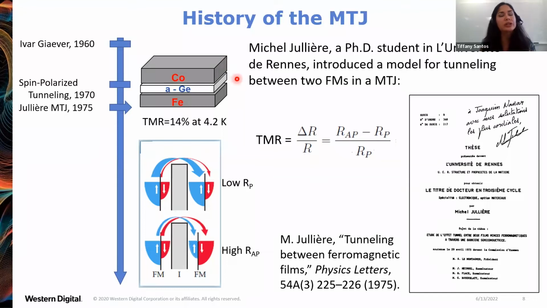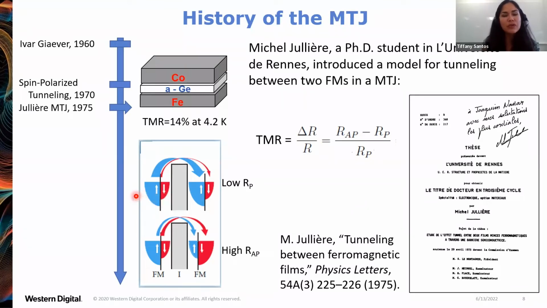A tunnel barrier is typically 1 to 2 nanometers thick. And he proposed that with such a magnetic tunnel junction, because spin is conserved in the tunneling process, you should see two well-defined resistance states. So what's special about a ferromagnet is that it has this asymmetry of the density of states. So shown here, there are a lot more spin up electrons than spin down.